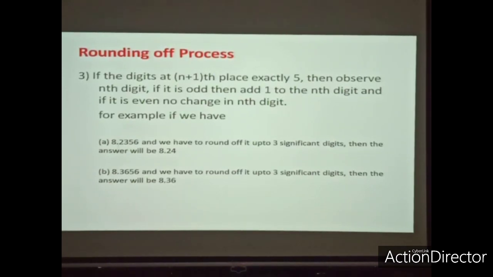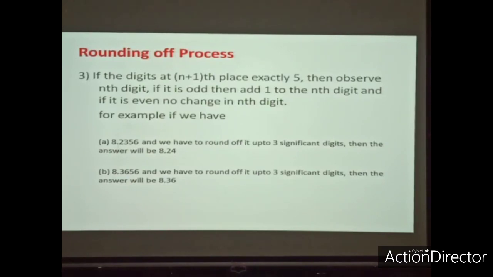Likewise, in the example 8.2356, we have to round it off up to three significant digits. Three significant digits means 8.23. Now the n plus 1th place is 5. Now we have to focus on the nth place. If it is odd, then we will add 1, and if it is even, we will make no change. Then we can see there is 3, which is an odd number, so it will be increased by 1, then the answer will be 8.24.